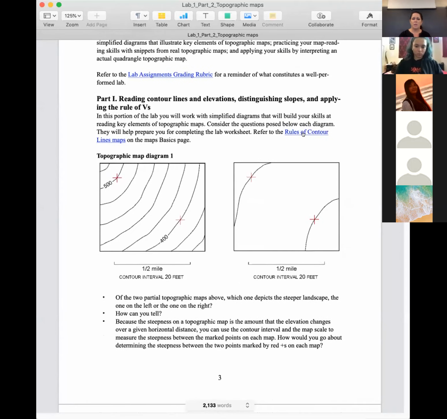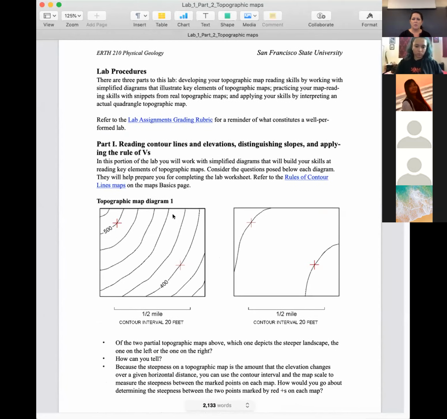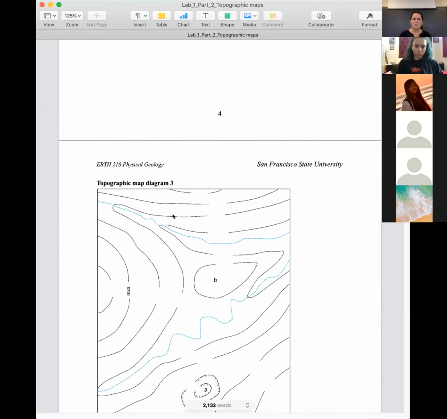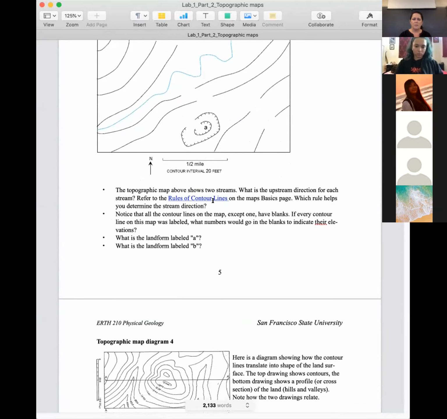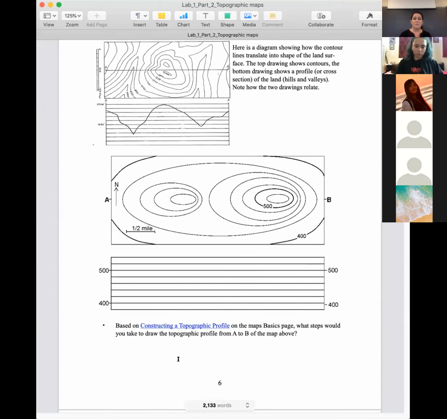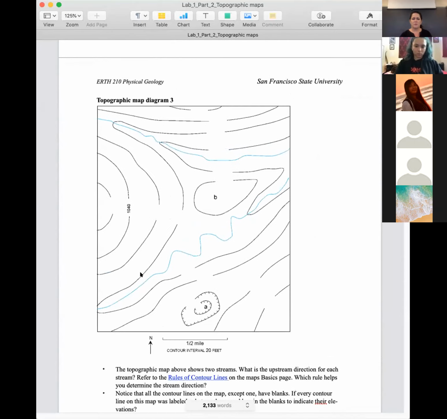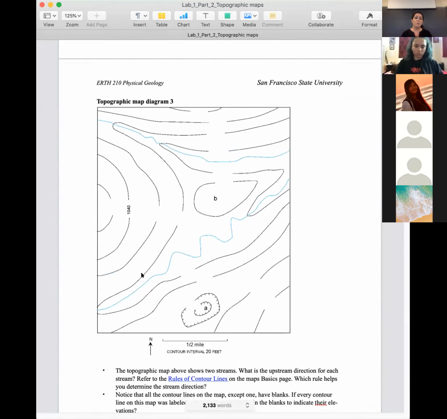There's one here, contour line maps. That's the same link. That's a different one, constructing a topographic profile. This one specifically helps you with this question, the 4th diagram, and the others are from that same page. So you might want to read that.